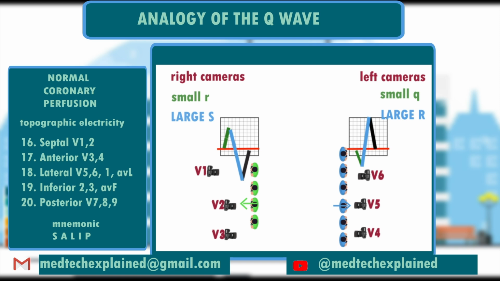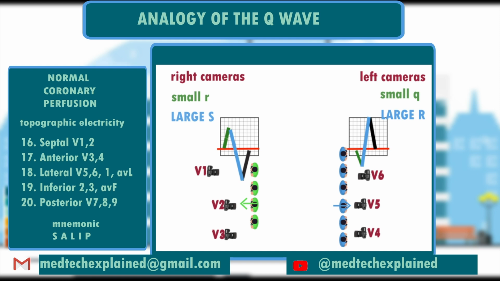So what did the right cameras draw? The right cameras V1 to V3 drew the children's movement first as a small positive or R wave, and then the teacher's movement second as a large negative or S wave. And what did the left cameras V4 to V6 perceive or draw? They perceived the movement of the children first as a small negative or Q wave, and then the teacher's movement as a large positive or R wave.